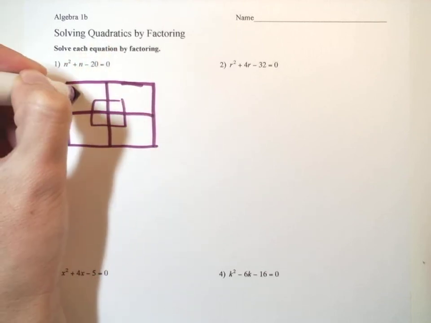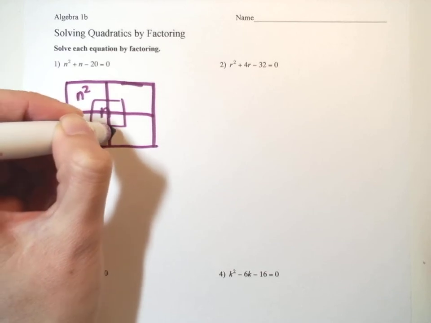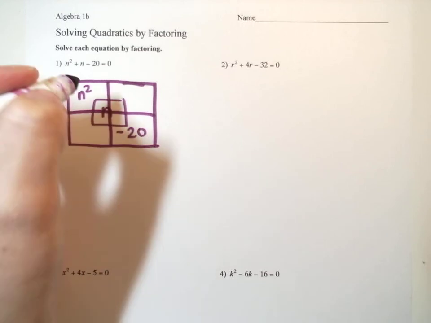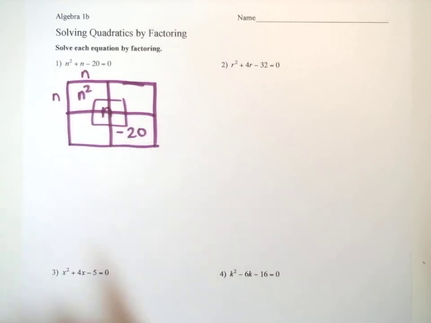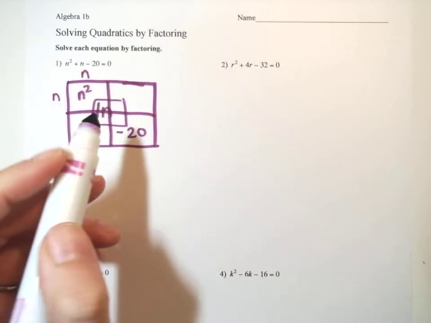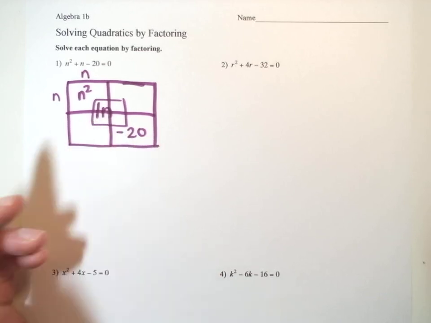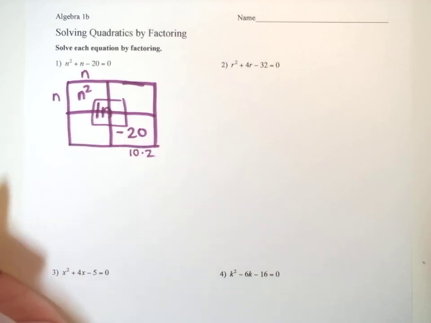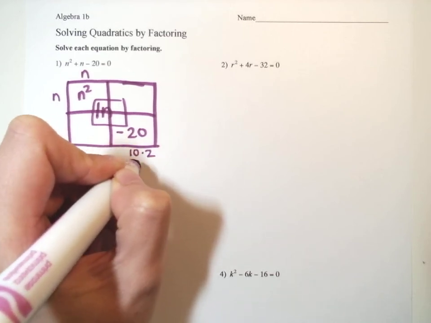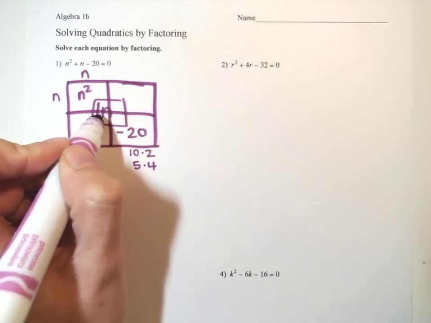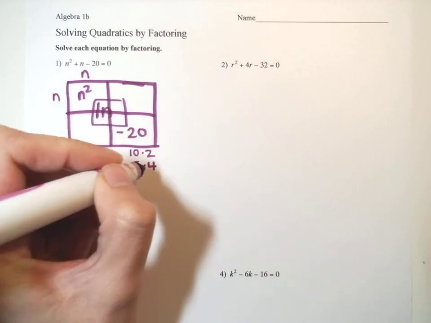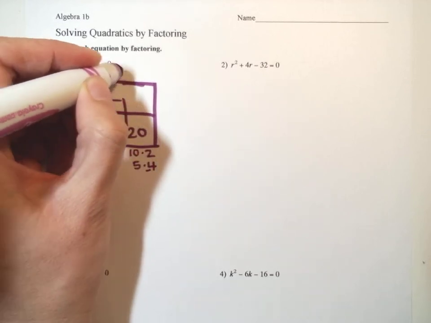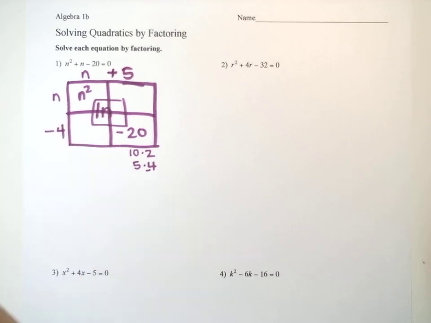And so we have n squared plus n minus 20. And so what multiplies to give us n squared? N and n. Now this is a 1n. So what multiplies to -20 and adds to +1? So let's see, we could do 10 and 2 with one of them being negative, or 5 and 4. So 5 and 4 is going to get us that 1n. So it's a positive, so I think we're going to want the 4 to be negative. So let's put the +5 there and the -4 there.